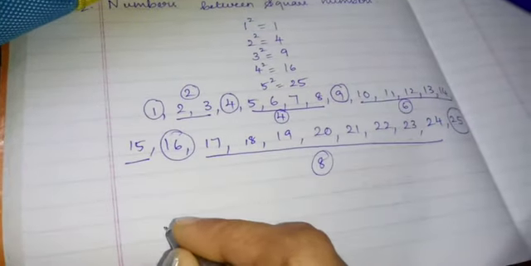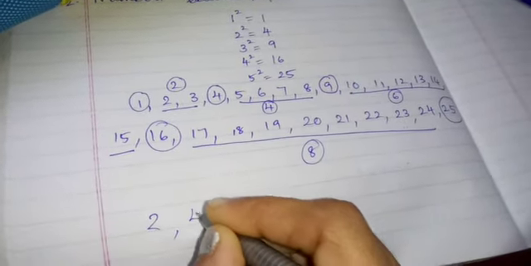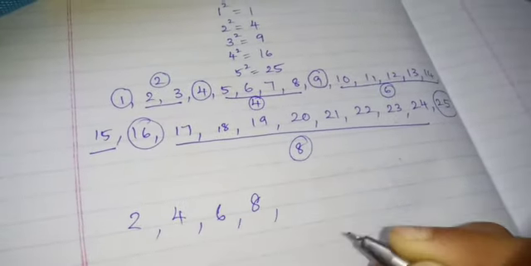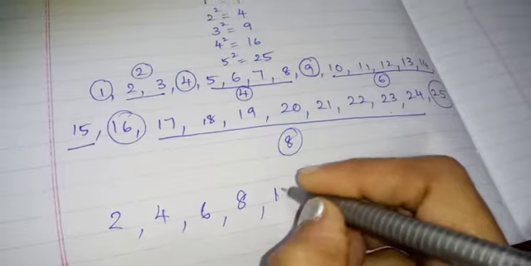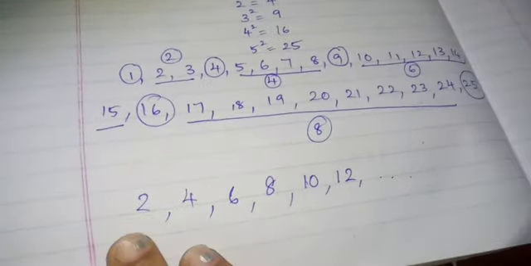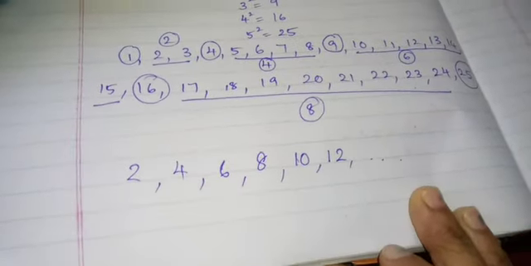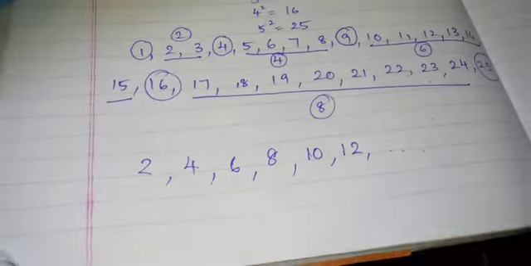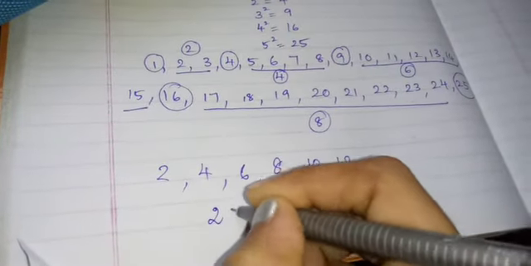So, how is it there? First 2 numbers will be there. Next 4 numbers will be there. Next 6 numbers will be there. 8 numbers will be there. After that 10 numbers will be there. After that 12 numbers will be there. So, what is it actually? The numbers are in the pattern of 2. It is a multiple of 2. So, let us consider that pattern as 2n.